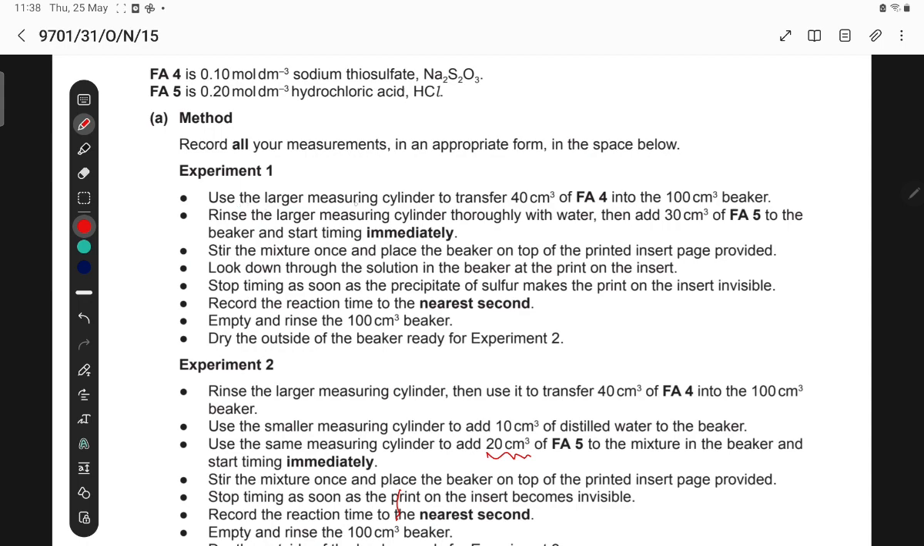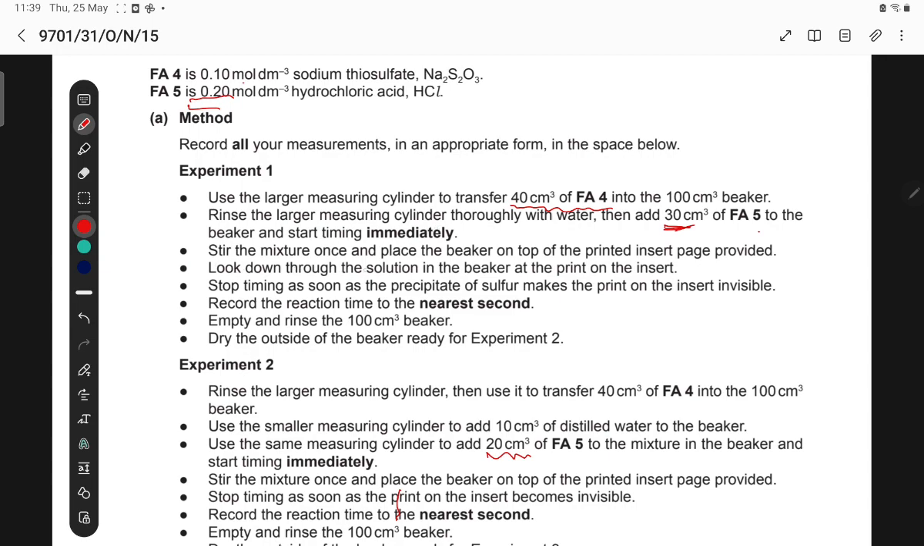In the first experiment, use a larger measuring cylinder to transfer 40 cm cube of FA4 into the 100 cm cube beaker. FA4 is 0.10 mole per dm cube sodium thiosulfate. Then rinse the larger measuring cylinder thoroughly with water, and add 30 cm cube of FA5, that is 0.20 mole per dm cube hydrochloric acid, to the beaker and start timing immediately.